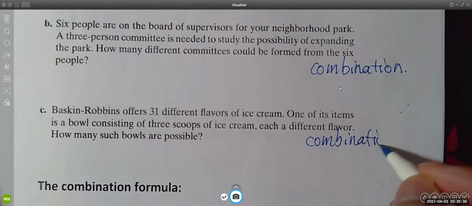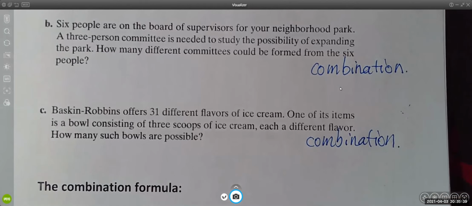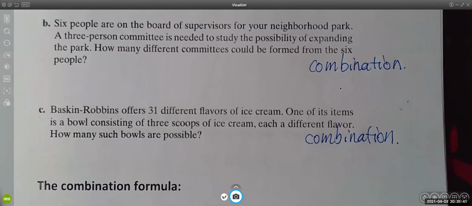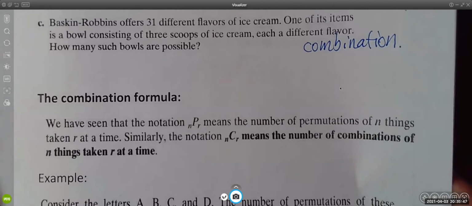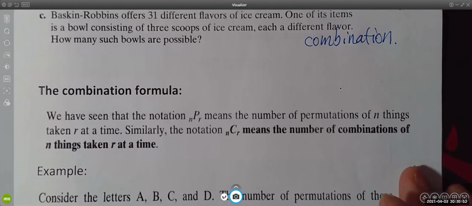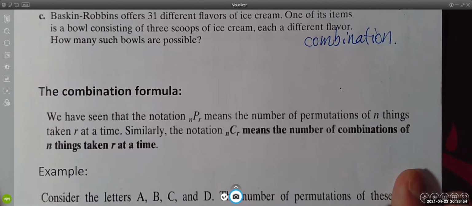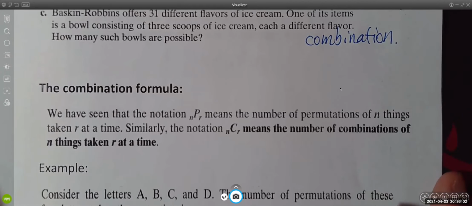Okay, let's move on. This is just for the purpose of being able to tell whether we have a combination problem or a permutation problem. Next, we're going to develop this combination formula, even though you don't use the formula directly to do any calculation. This will help you differentiate between the 2 formulas, combination and permutation.